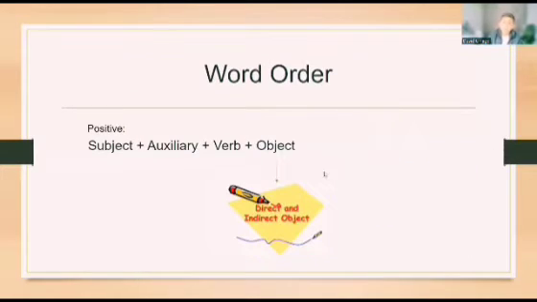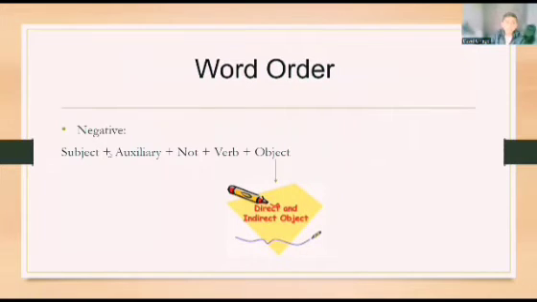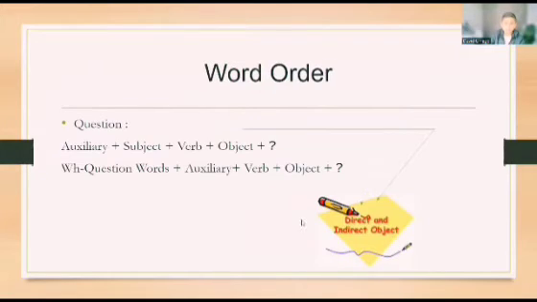Then I will talk about word order. Word order, we use it to put a structure on the sentences, and I start with the positive. We use the structure of subject plus auxiliary plus verb plus object. Objects can be direct and indirect objects. Negative: subject plus auxiliary plus not plus verb plus object. Objects could be direct and indirect objects.